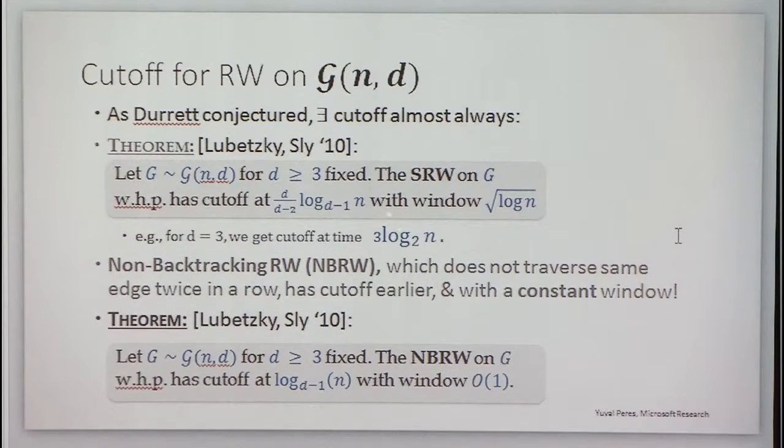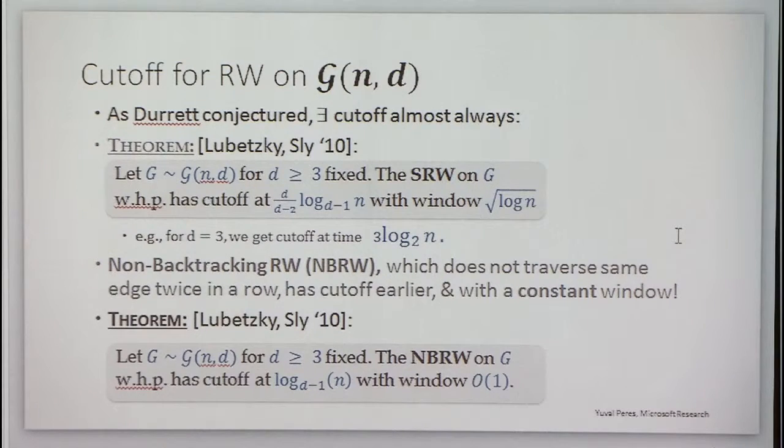And this was based on a reduction of simple random walk to non-backtracking walk, and then a very precise result for the non-backtracking walk. What is the window? So what is the window? I didn't spell that out.